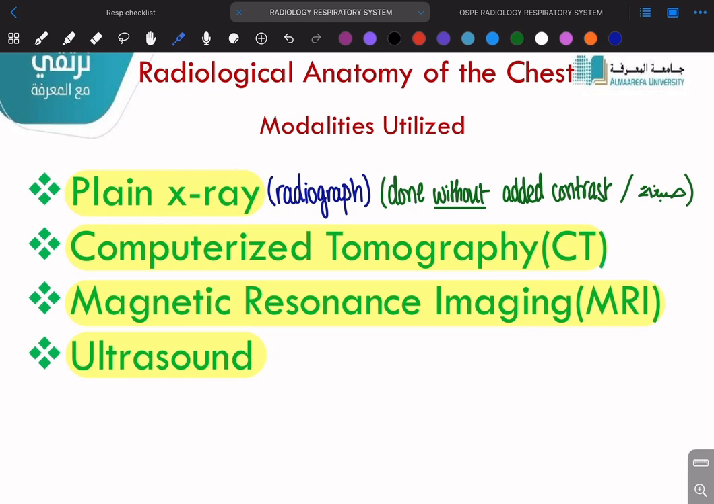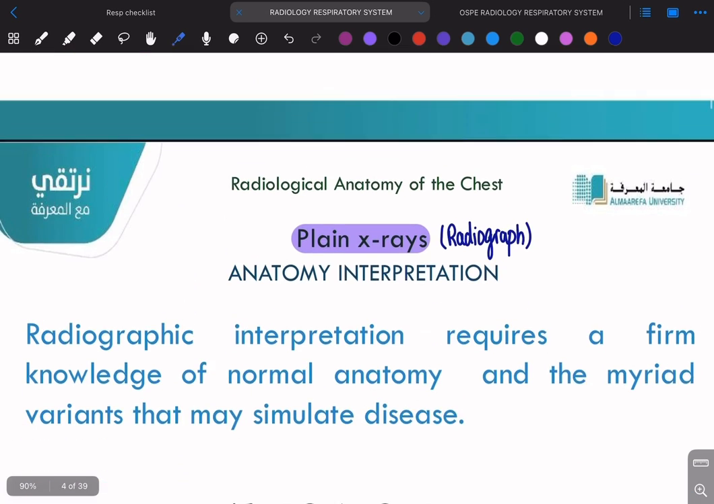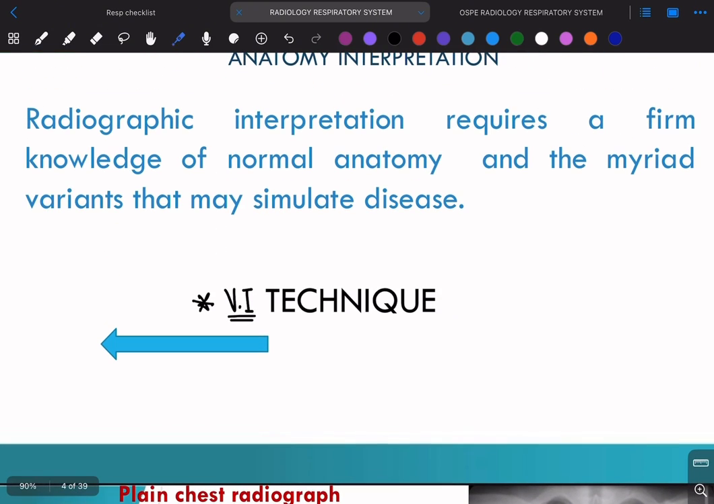Tamam? So the plain x-ray is also known as the radiograph. So another name for the plain x-ray is the radiograph. And it's one of the methods that does not require any contrast or dye, the dye that we add to the body so the organs and structures are more clearer. It is not required when taking a plain x-ray. Tamam? The technique of the plain x-ray, or the way we take the plain x-ray, is very important.